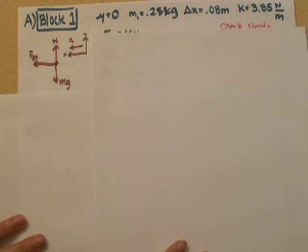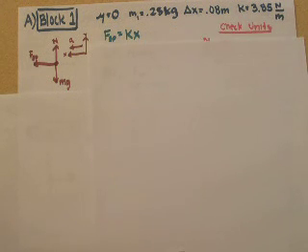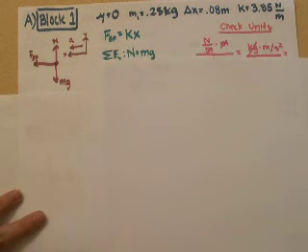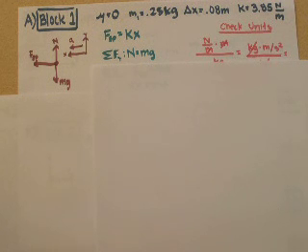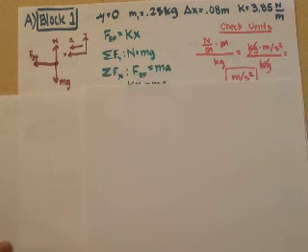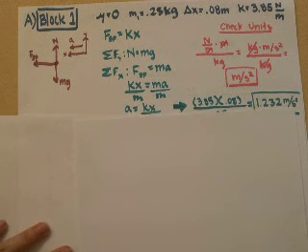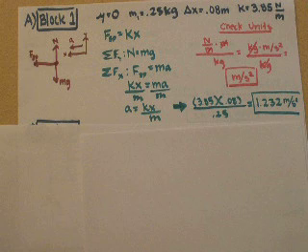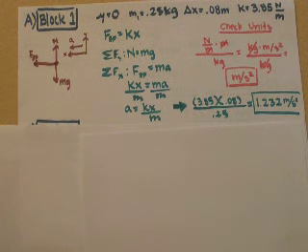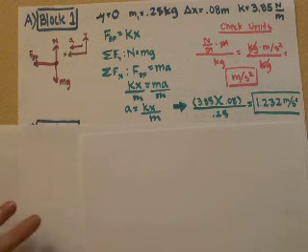Then I did the sum. First, the force of the spring equals kx. The forces in the y: N equals mg. Forces in the x: the force of the spring equals ma. Then I solved for a, and I got 1.232 meters per second squared. I also checked my units at the top: newtons over meters times meter over kilogram, which leaves us with meters per second squared, so our math is right.